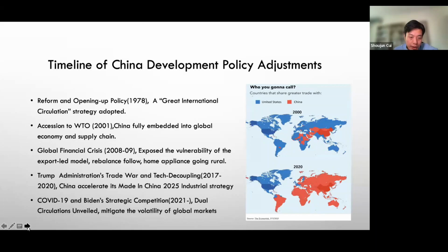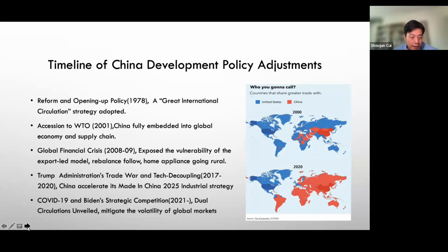China accelerated its Made in China 2025 industrial strategy. That means China will be a leading country in 10 frontier technologies, including semiconductor, biopharmaceutical, and also high-end machine, aero technology, such as that. So 10 areas that China will be a leading country in the world.